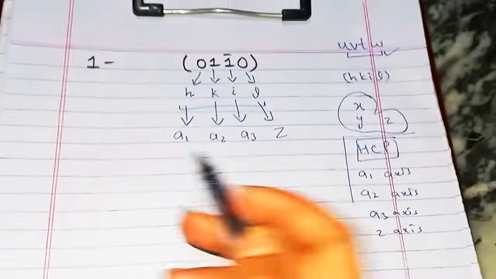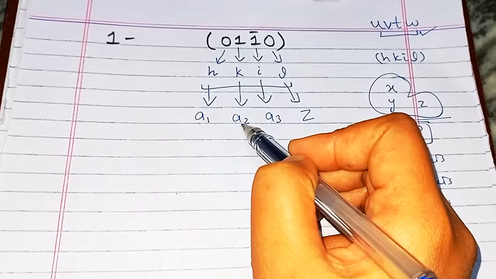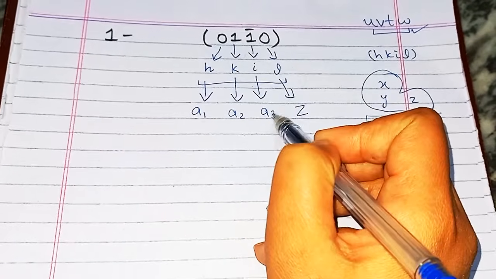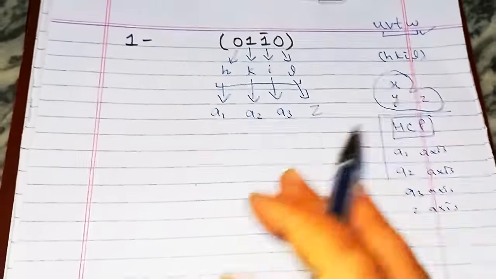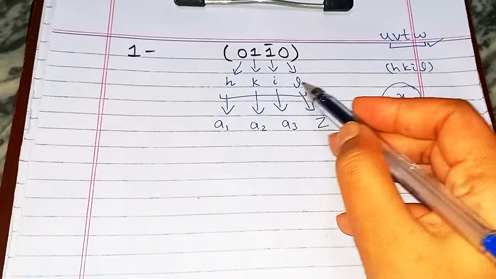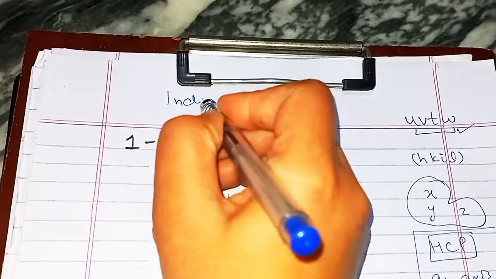So that's really easy. The H index will be related to the A1 axis, K is related to A2, I will be related to A3, and L will be related to Z. All right, and you should keep in mind that the planar indices, the indices of a plane, give us information.